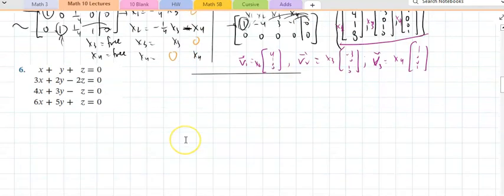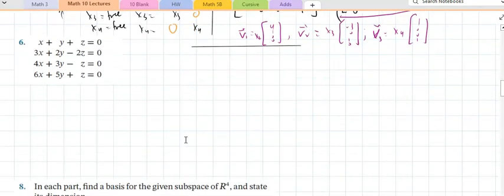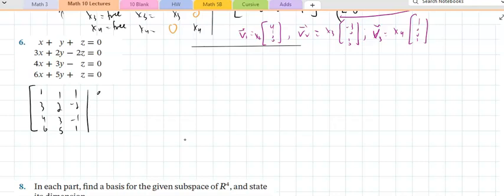And if I look at number 6, I would go ahead and write it as 1, 3, 4, 6, 1, 2, 3, 5, 1, -2, -1, 1. And what do you notice? What do you know is going to happen? That's 3 variables, and how many equations? 4 equations. If I really reduce this, well, it's clear. Let's do that really quick.